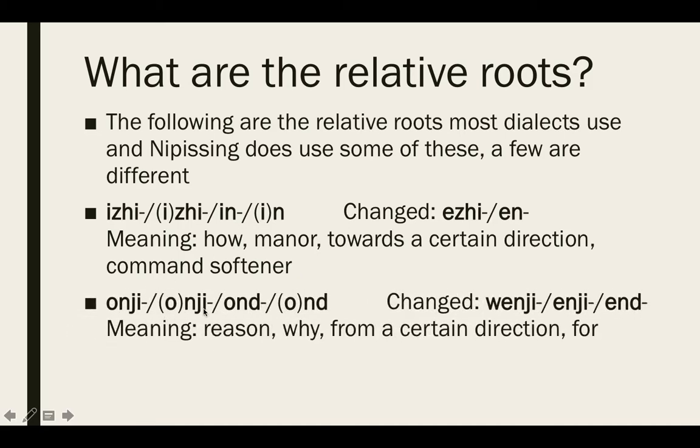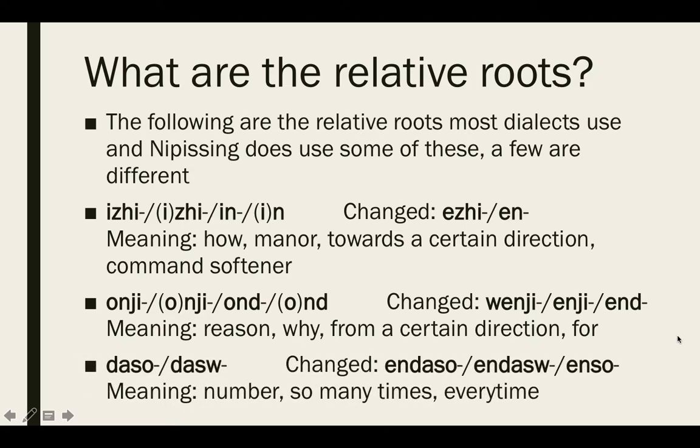Next is unje or nje. Sometimes when it's built into a word, it sounds like und or nd, and the change version can sound like wenje, enje, or end. The meaning for this one is the reason or why. It could also mean from a certain direction, and it can also mean for, F-O-R. Next one, we have dasa or daswa. Its change version with the initial change is endasa or endas, and sometimes ensa. This meaning refers to number, so many times, or every time.